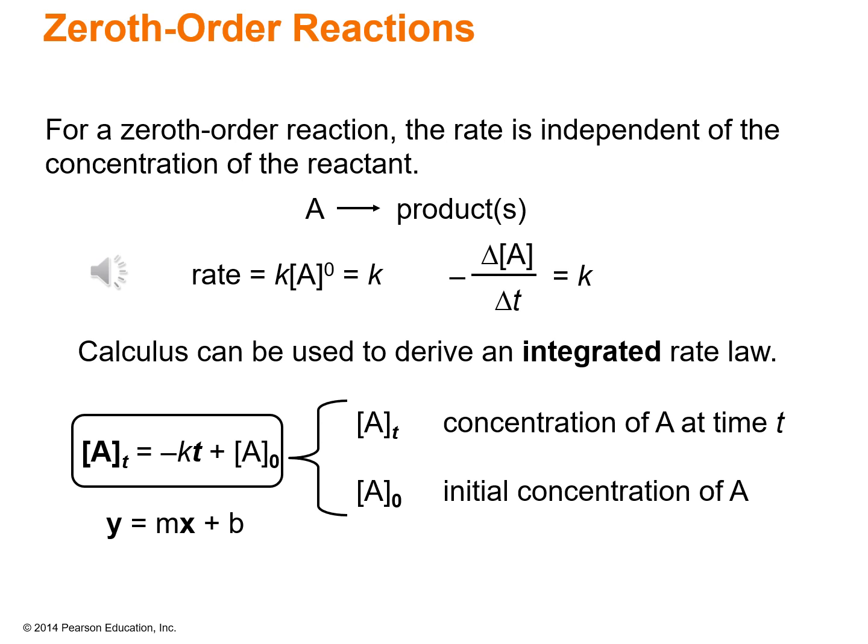For a zeroth order reaction, the rate is completely independent of the concentration of the reactant. And the way to show that is the concentration of A at time t is equal to minus kt plus the initial concentration of A.